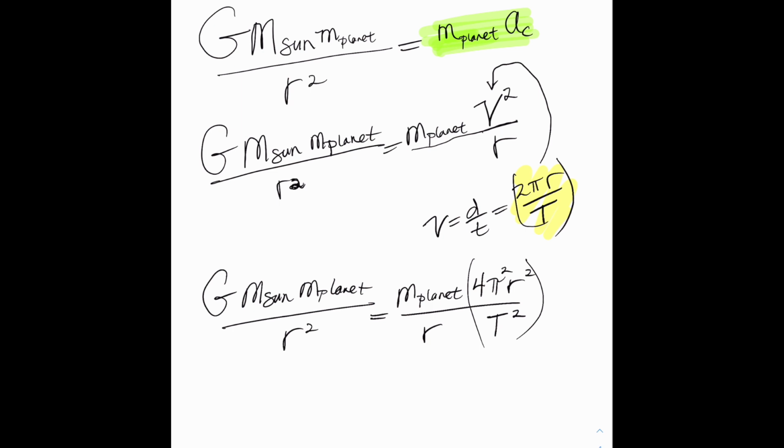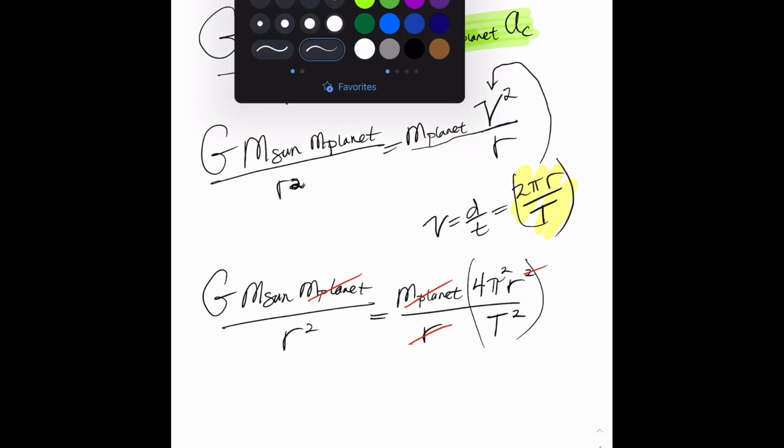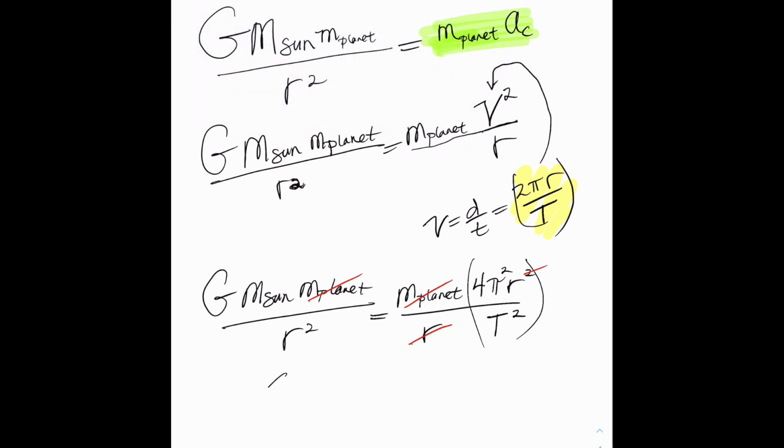Okay, so mass of the planet is gone. Let's look on the right side. Do you notice the r is just on the right side? So this squaring of the r can cancel this r on the bottom. Well, I think that's it. So go ahead and rewrite.